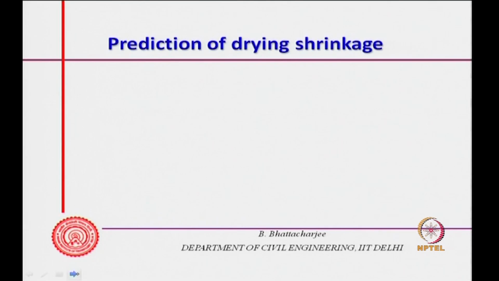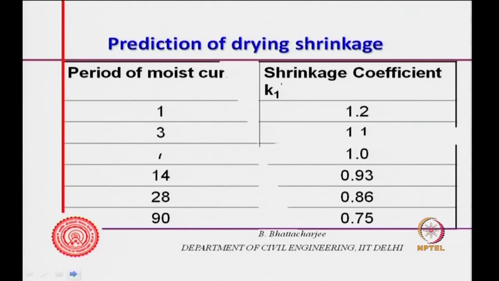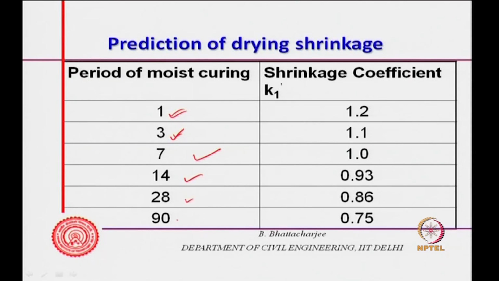For other cases, you can find out from this table. For example, for moist curing 1 to 3 days, and the 7 day we have said is 1, and this factor, if you have less curing, this value increases, and if you have more curing, this value reduces.